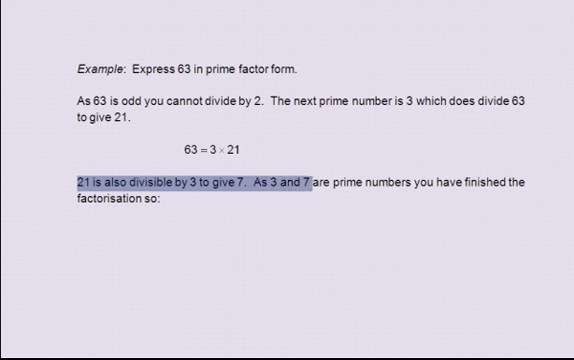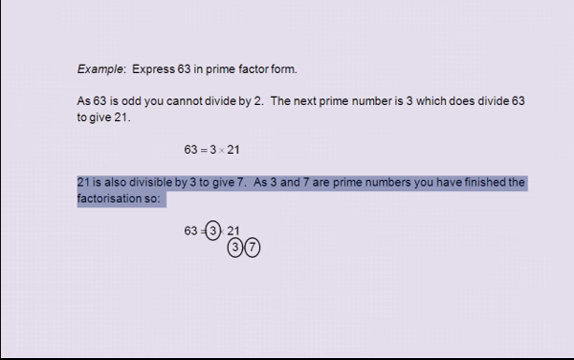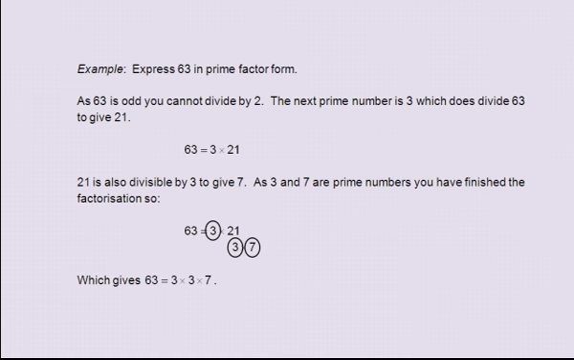As 3 and 7 are prime numbers, you have finished the factorisation. So 63 equals 3 multiplied by 21, and 21 equals 3 multiplied by 7. You can now circle the prime factors, which gives 63 equals 3 multiplied by 3 multiplied by 7.